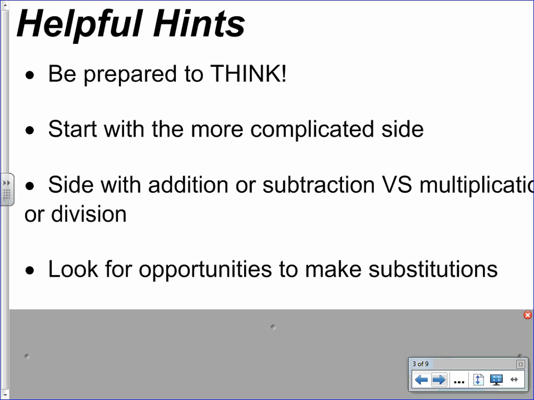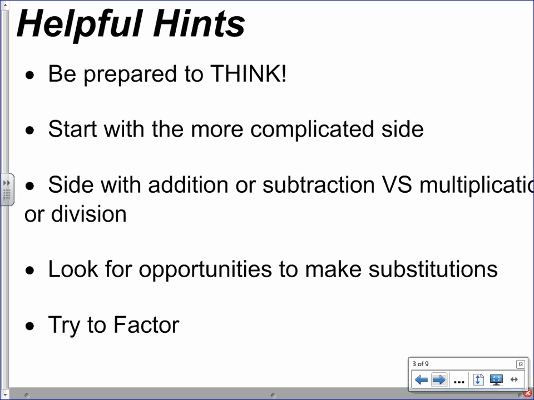Look for opportunities to make substitutions. Okay, you have your fundamental identities memorized by now, right? Okay, if not, then you need to. You need to look for opportunities to substitute those identities in, especially when you see those Pythagorean identities. I'm hoping that after your homework tonight, those Pythagorean identities really jump out at you, okay? Whether they're rearranged or not.